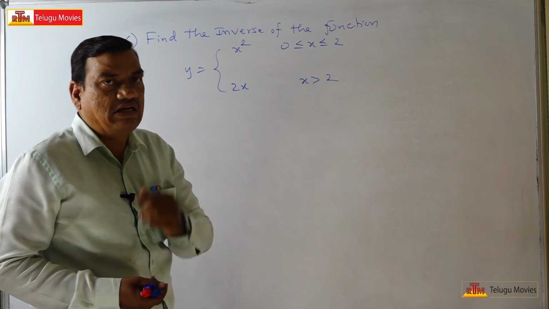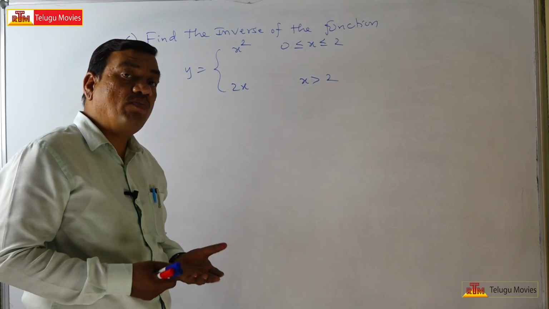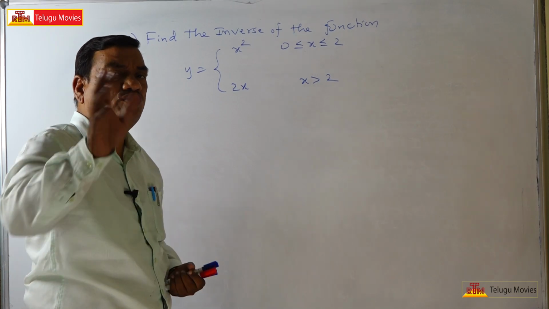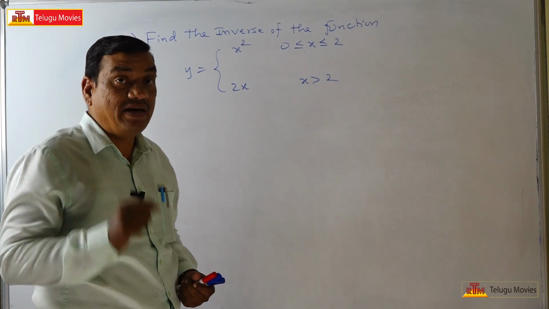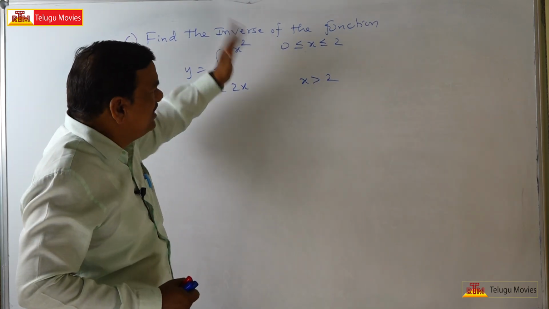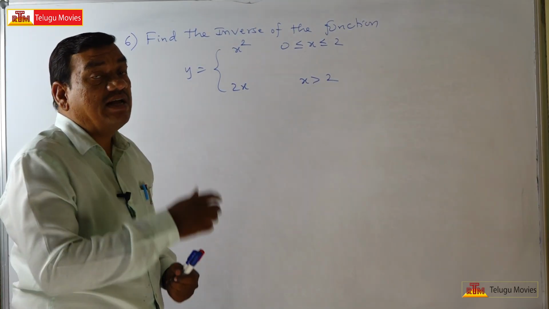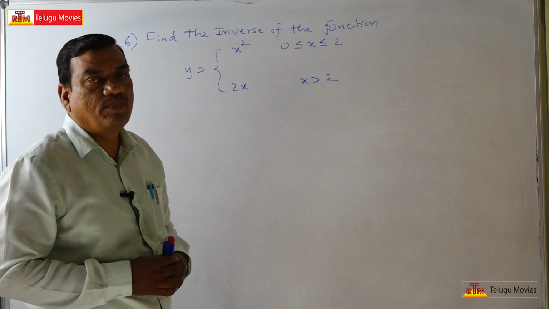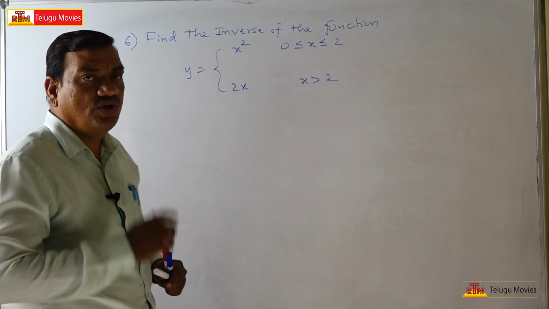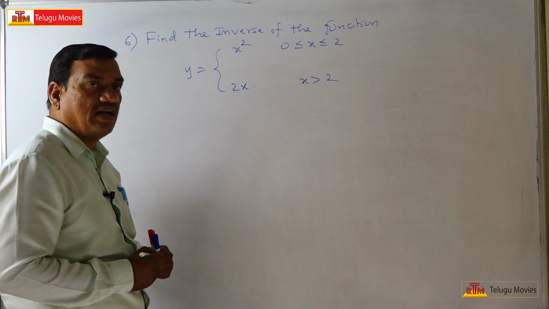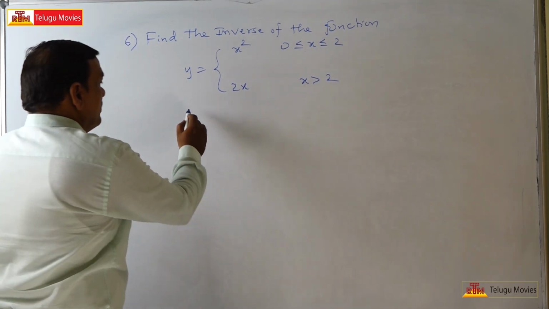Piece means part-wise. In previous problems, generally we take f of x is equal to x plus 3 where x is a real number. But here it is not so. It was divided into pieces. That's why it is called a piecewise function. For this type of function, how to do it? The problem is very, very easy. If you approach graphically, the problem will be very, very easy.